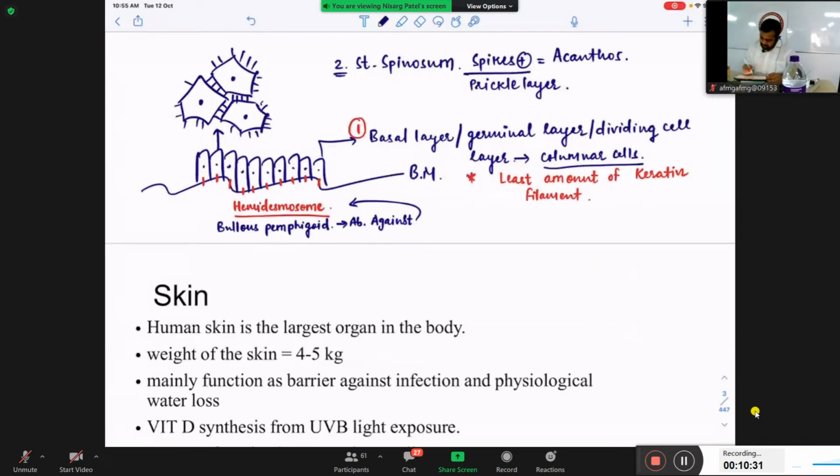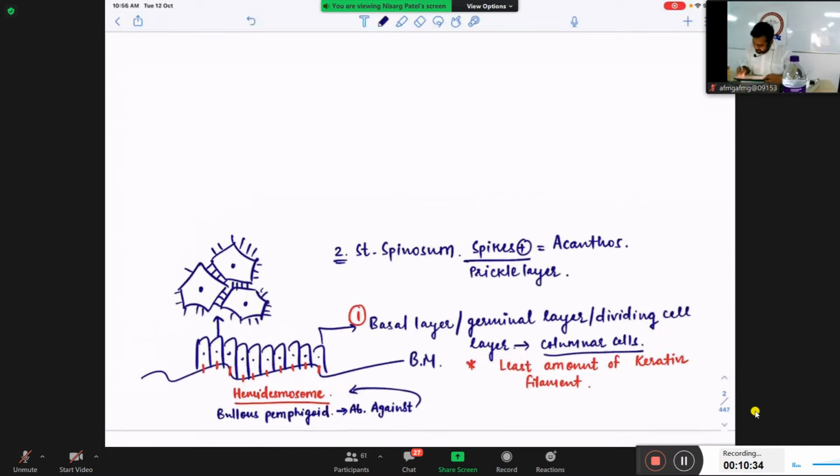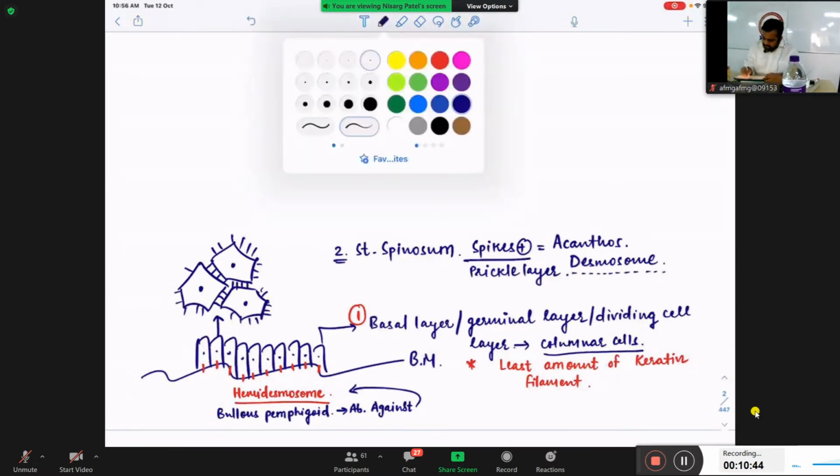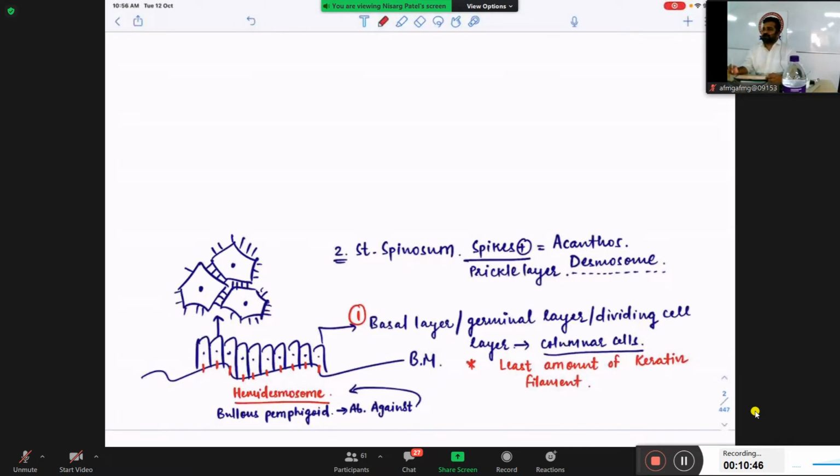This is also known as a desmosome. Now, anyone know in which disease you will see antibody against desmosome? It is pemphigus vulgaris. In pemphigus vulgaris, the antibody is against the desmosome.